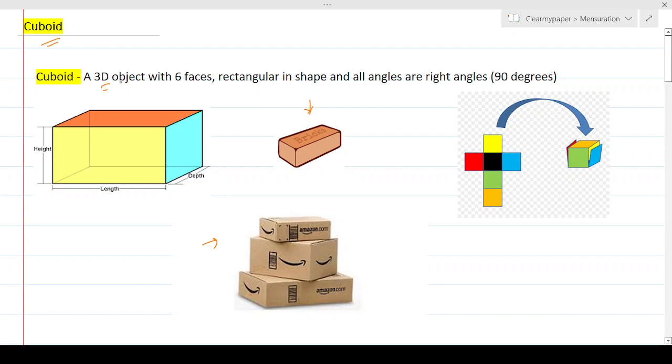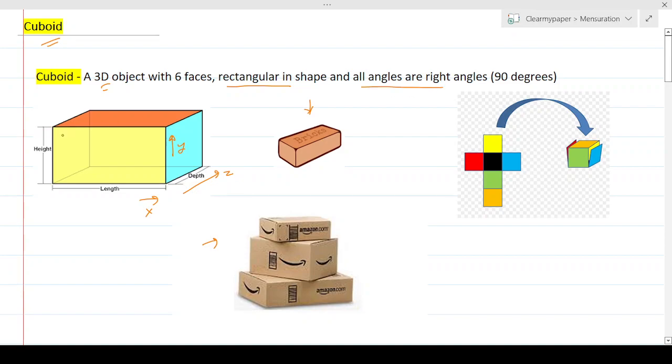It's a 3D object. That means it has three dimensions, X, Y, and Z. If you see here, this rectangular box, this is the X-axis, this is the Y-axis, and this is the Z-axis, right? So a 3D object which has 6 faces, and all are rectangular in shape, and all the angles are right angles. So what does it mean?